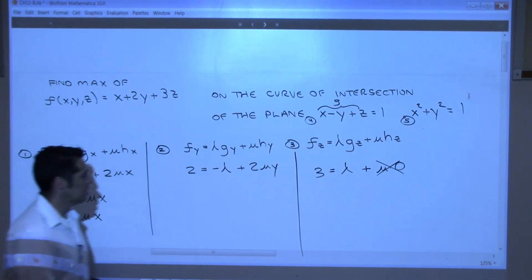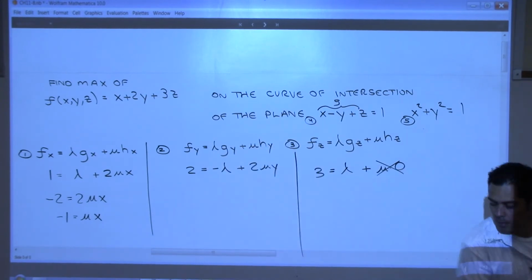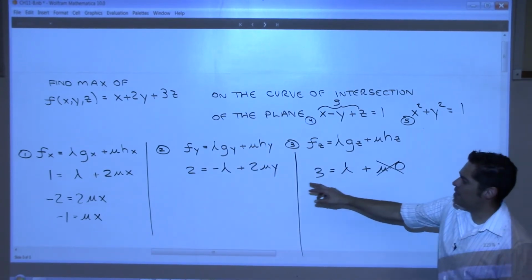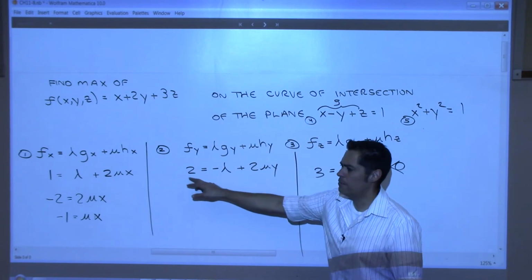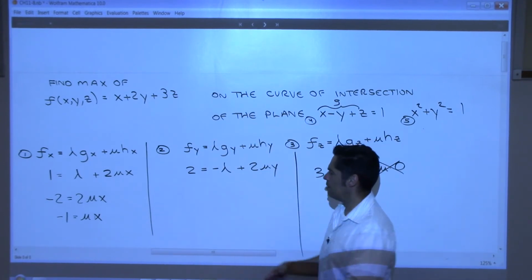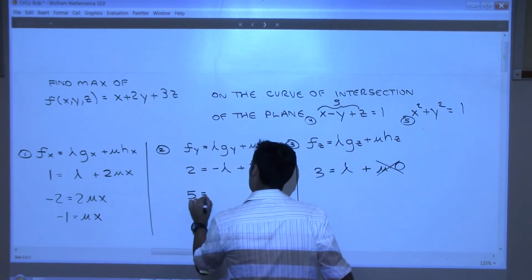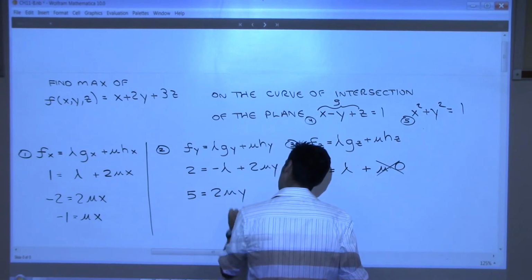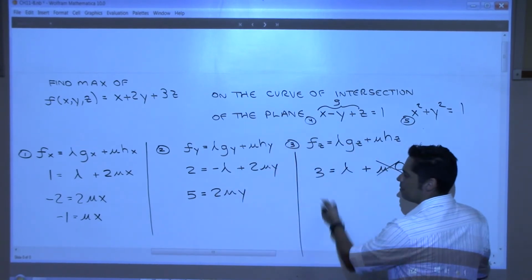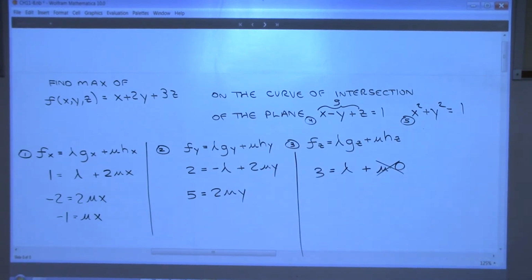Okay? If lambda's 3 here, you get what, 5? So you get 5 equals 2 mu y. And then this one, we don't even care about that, right? Now what? Solve for what? Okay, if you solve for mu, you're going to have to promise me something, though.